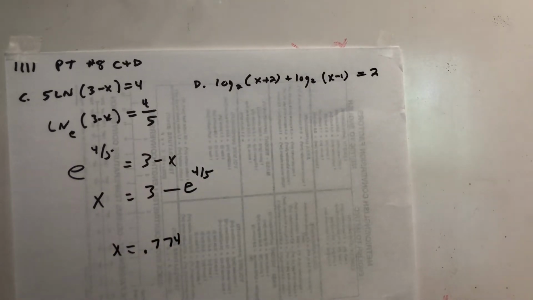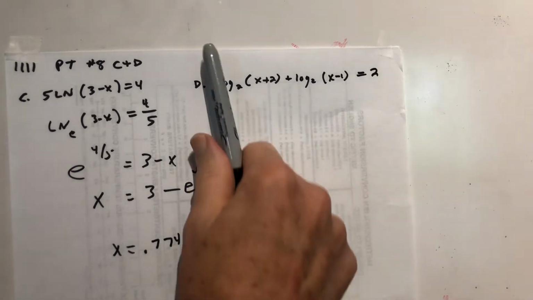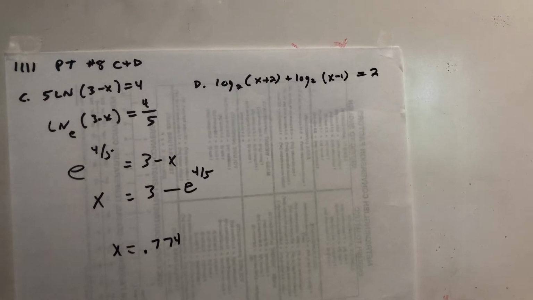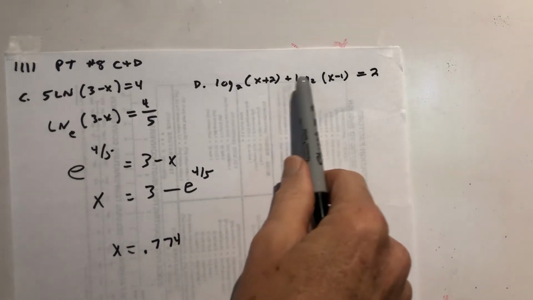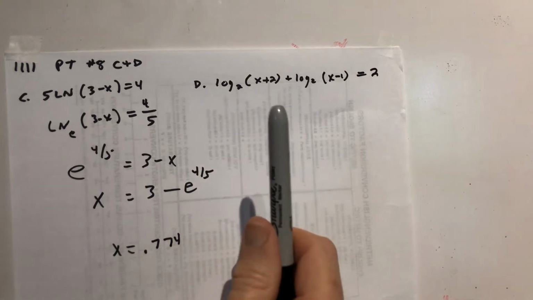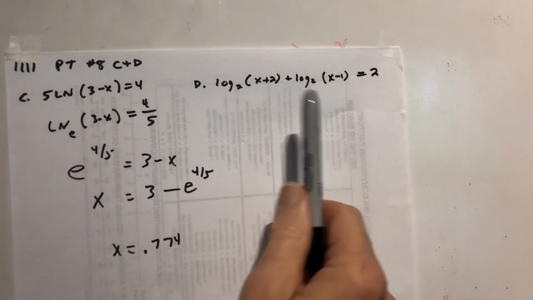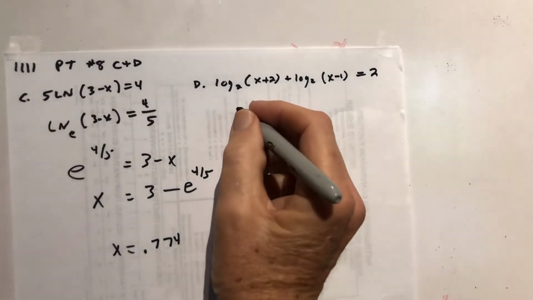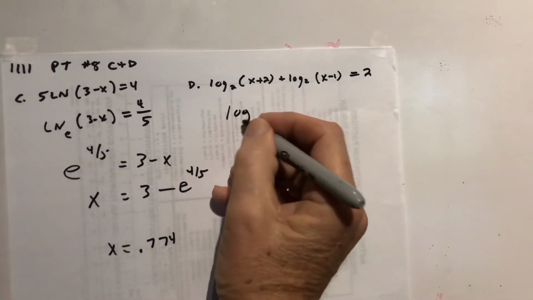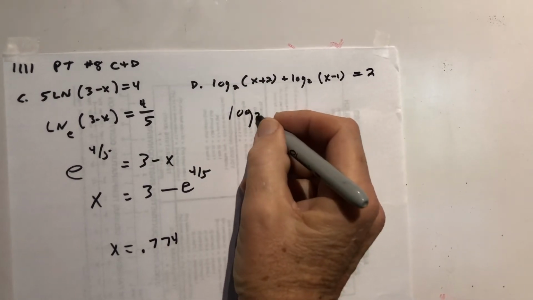Okay, letter D. Oh, we have 2 logs, and they're base 2. Can I drop the logs off? No. There's got to be an equal sign between them. There's no equal sign, so you cannot drop the logs. But what can you do with them? You can combine them into 1 log. They're both base 2. They have to be the same base, and they will be.